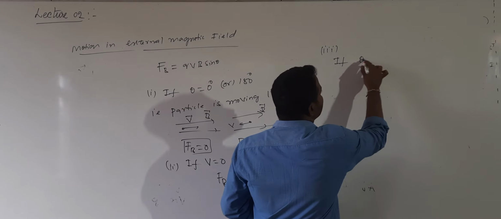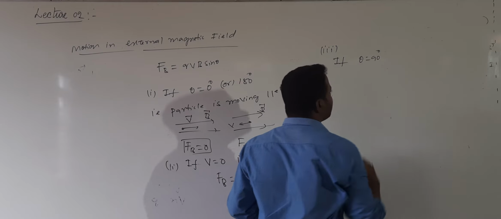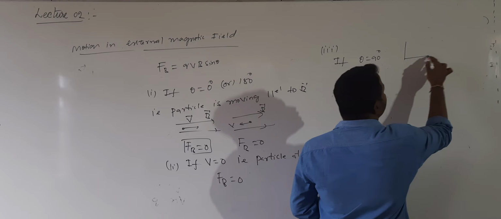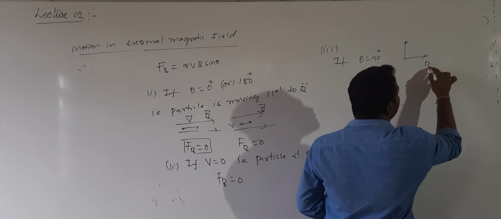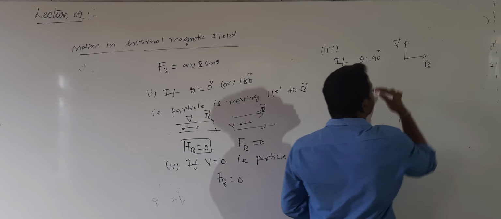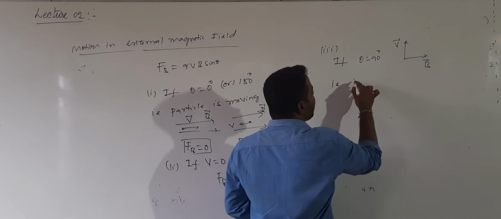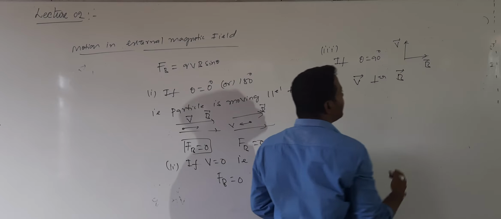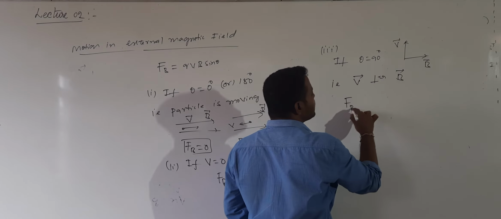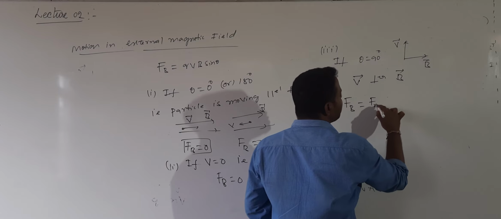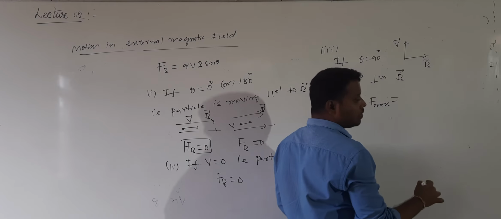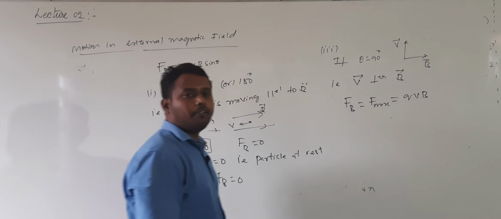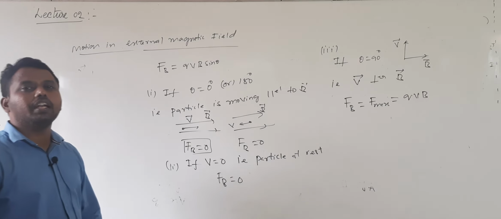Whenever a particle enters the magnetic field perpendicularly, when theta value is 90, theta being the angle between B bar and V bar. So this is the direction of B bar and this is the direction of V bar. So V bar is perpendicular to B bar. At that time, what happens? The particle will experience the maximum magnetic force, F max. F max is given by q into v into B. F max is equal to q v B.